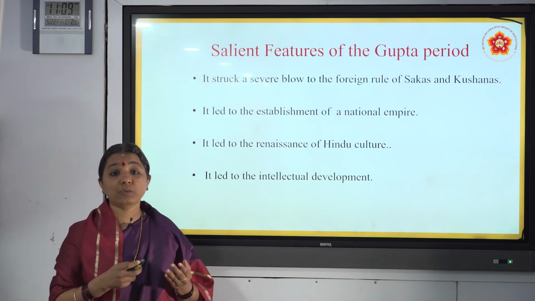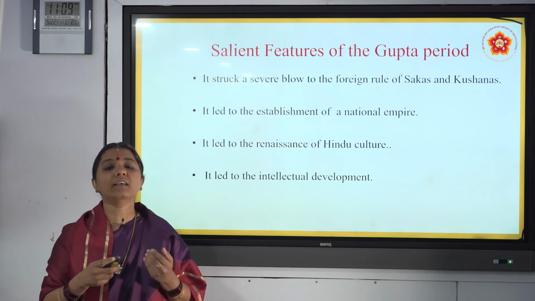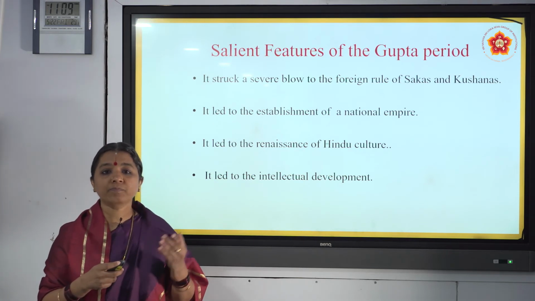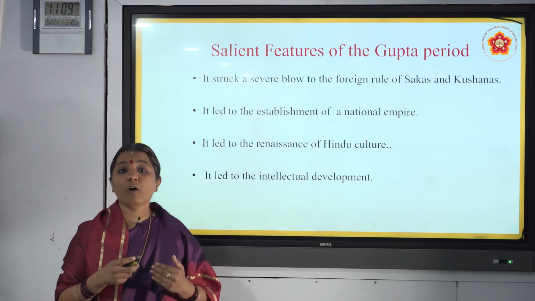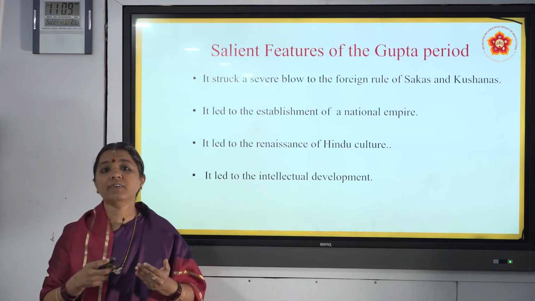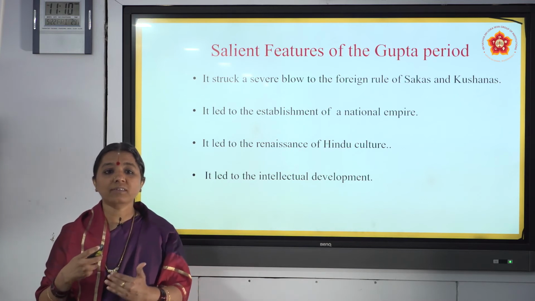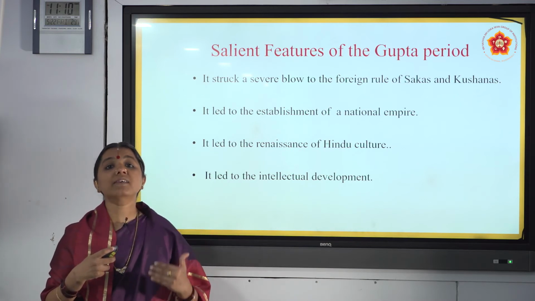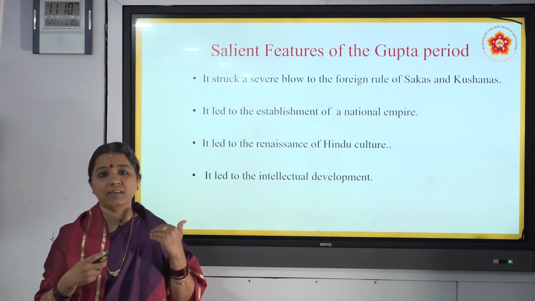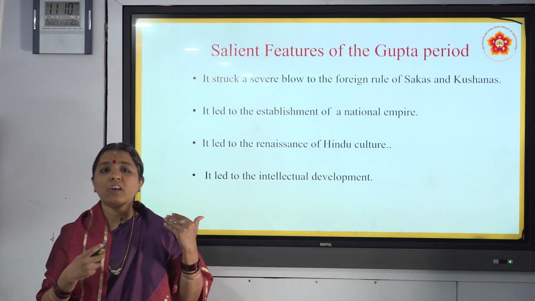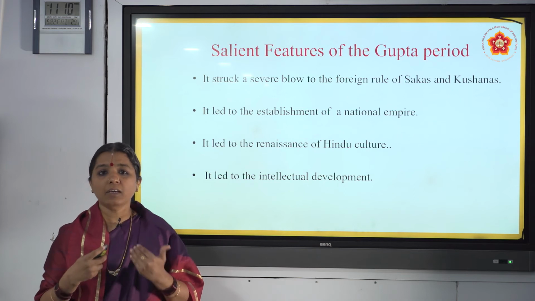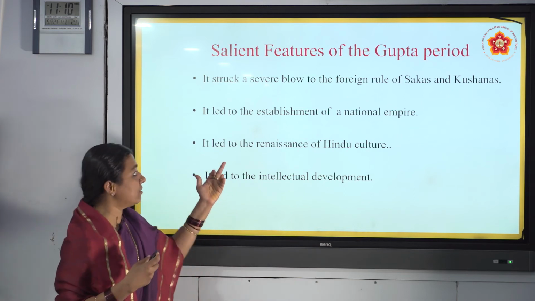In that we discussed the revival of Hinduism, which is an outstanding feature of the Gupta period. The kings performed Vedic rites, rituals and sacrifices with great enthusiasm, and many temples were constructed, and Hinduism became the state religion of the Guptas. Hinduism gained a lot of encouragement from the Gupta rulers. All those points we have discussed.